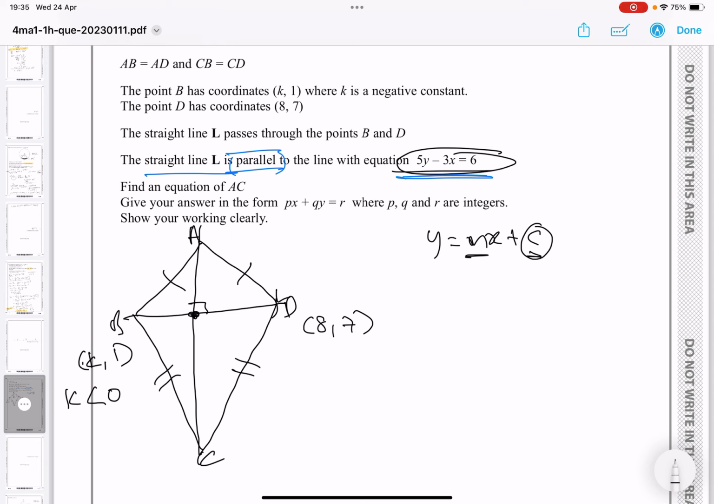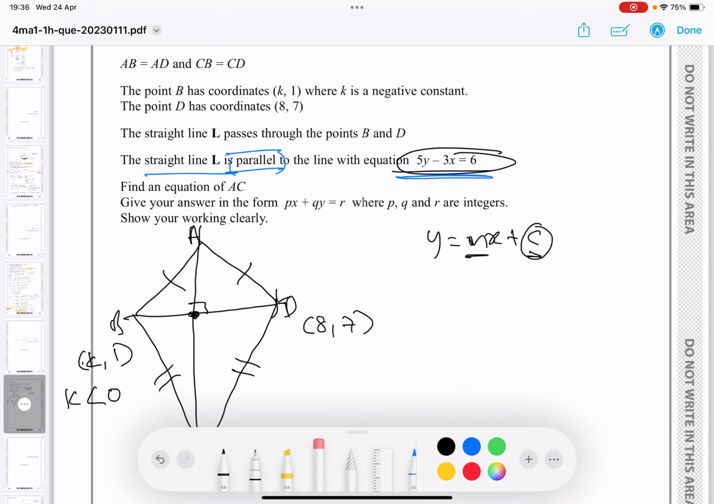Well, we do know the gradient of BD. Okay, we do know the gradient of BD. And once we have an equation for that, okay, we can substitute 8, 7 and work out c, and then substitute K, 1 and work out what K is. Now, it's hard to see right now, but once I go through it, let's actually just start. It's going to be so much easier, you'll understand. And once we've worked out what K is, you can work out the midpoint and substitute it to work out what the equation of AC is. So it sounds quite long, but trust me, it'll be fine. Let's go through it now. Let's do it.